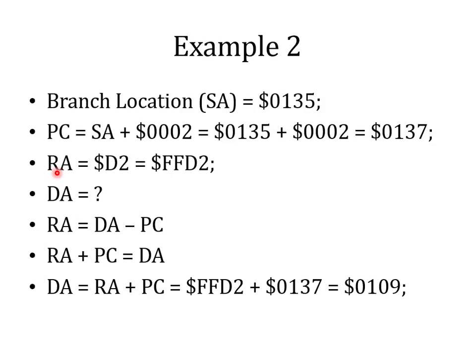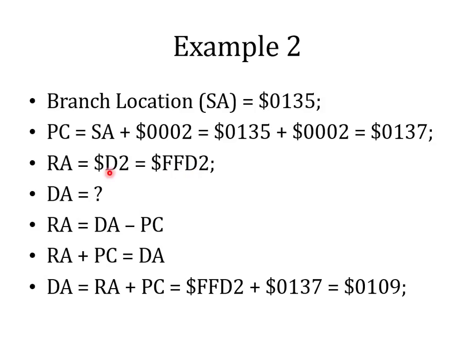How do I make it 2 bytes? I just look at the relative address, D2. Is D2 positive or negative? D2 is a negative number. Since it is a negative number, the high byte will be FF. Remember, in the other slide I was talking about this: if the relative address is positive, the high byte will be 00. Since the relative address is negative here, which is D2, the high byte will be FF. So I plugged in FF because I know that the relative address is negative.